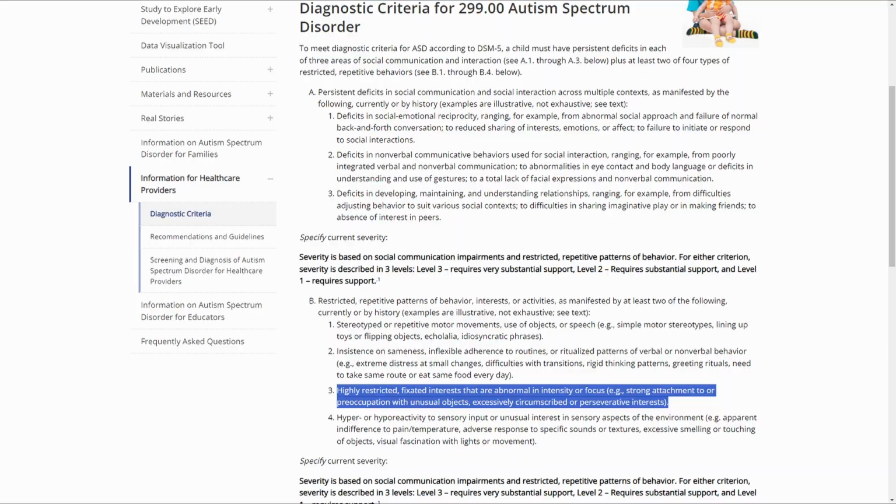Number 3. Highly restricted, fixated interests that are abnormal in intensity or focus. Examples: strong attachment to or preoccupation with unusual objects, excessively circumscribed or perseverative interest. This one is kind of offensive for autistic people. Instead, they should have used special interests. And some autistic individuals can greatly advance in their field of interest. Mozart is a good example.